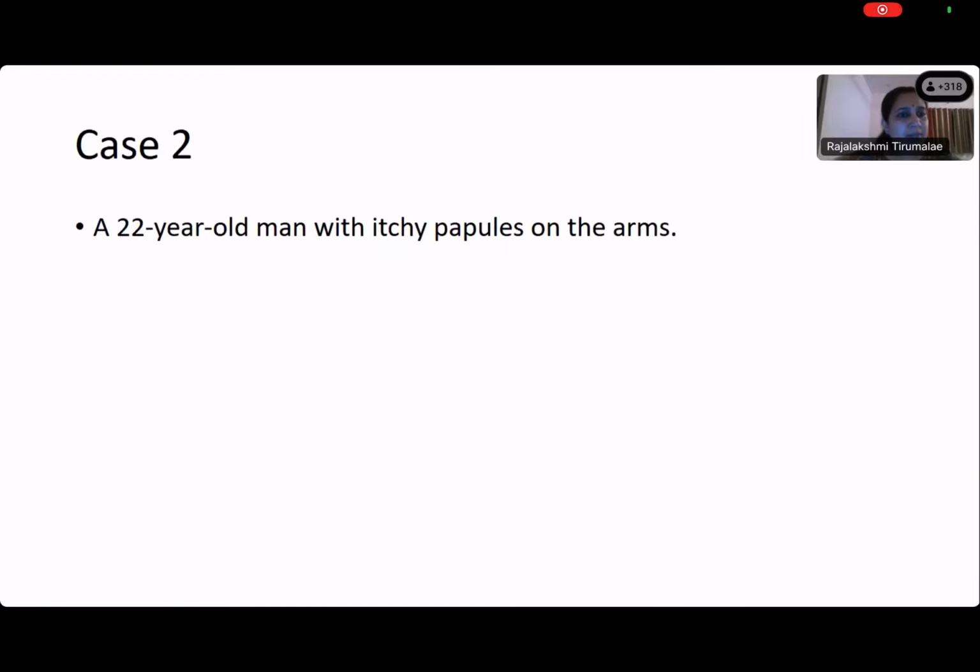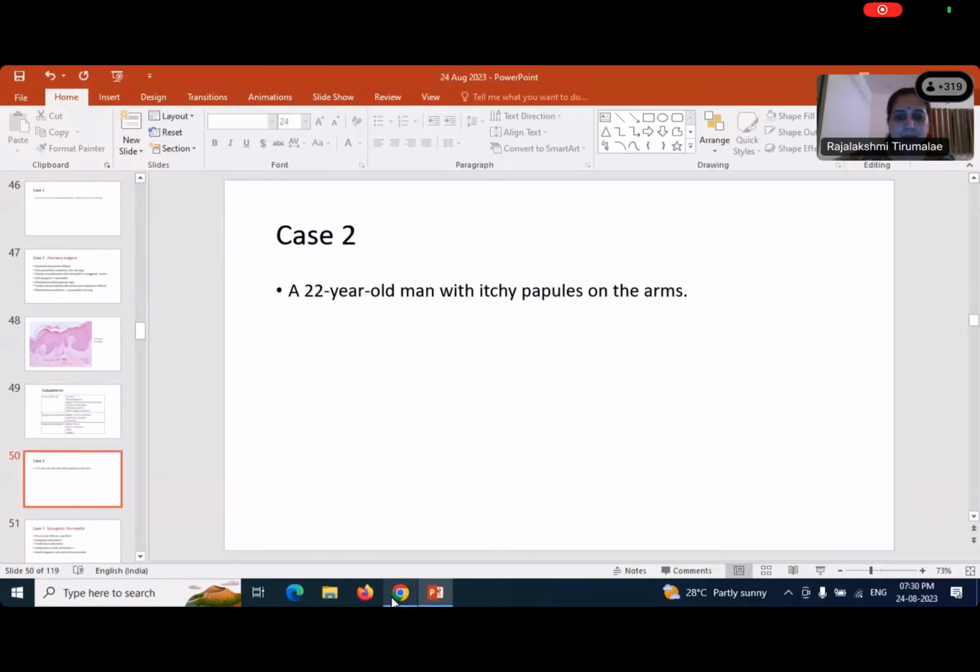Dr. Shrija, can you take this one? It's a 22-year-old man with itchy papules on the arm. This is case number 2.